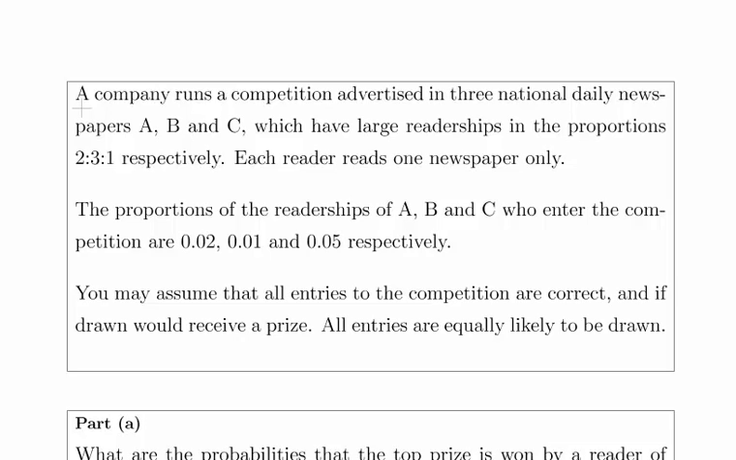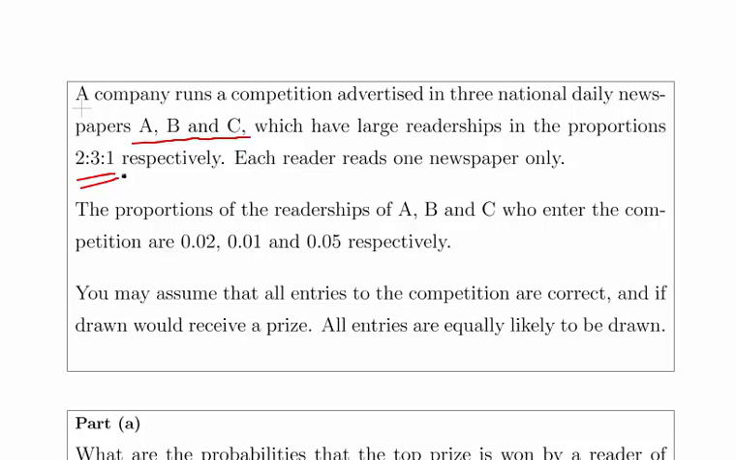Okay, in this presentation we're going to look at conditional probability and probability questions in general. A firm runs a competition advertised in three daily newspapers, A, B and C. These are the names of our newspapers, which have large readerships in the proportions 2 to 3 to 1. Respectively, this gives us the probability of each readership, the proportion of readerships.